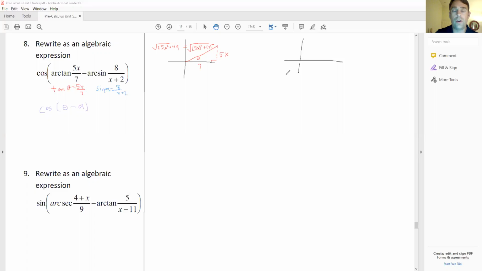The arcsine, that would be over here. So here's my alpha. So that's opposite over hypotenuse. And again, we do our Pythagorean theorem here. We can figure out what this side is down here. So x plus 2, not going to bother multiplying that one out, I'll leave that one alone, minus 8 squared, or x plus 2 squared minus 64.